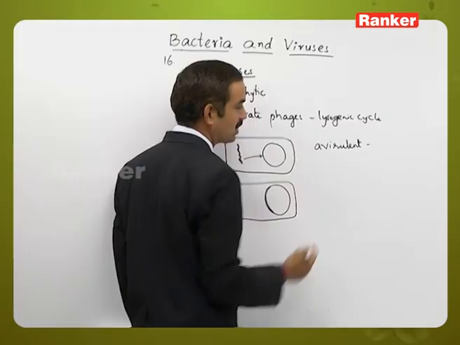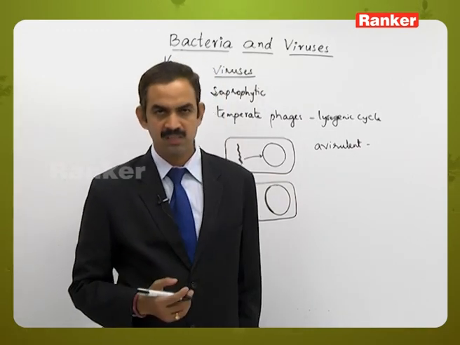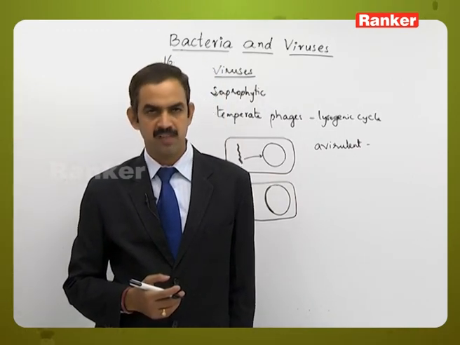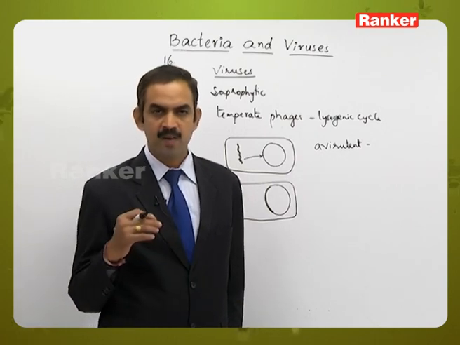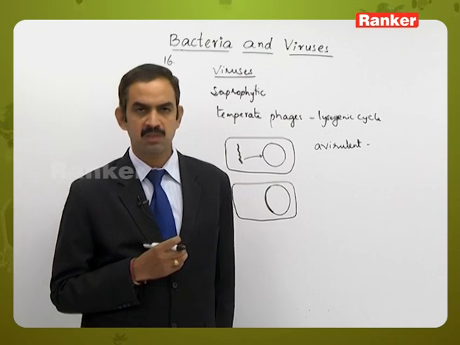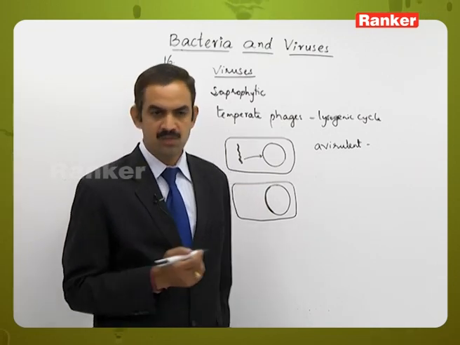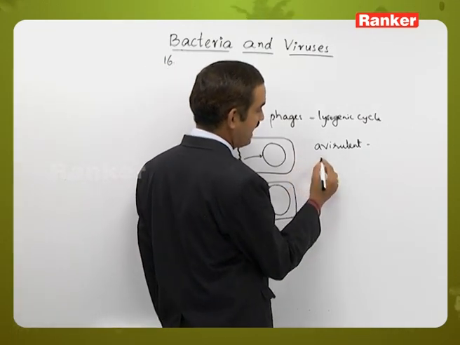And the third option is given as avirulent. Avirulent means if it is not causing any harm, we call them avirulent phages. But here, in the process of the lytic cycle, the viruses are making the bacteria burst or undergo lysis, so it is not avirulent.